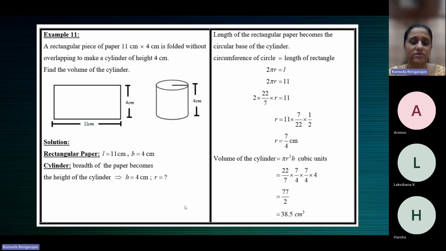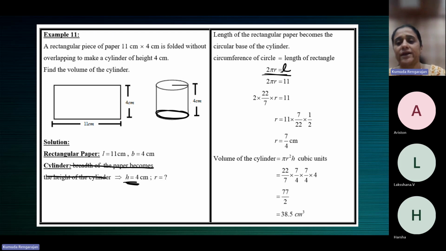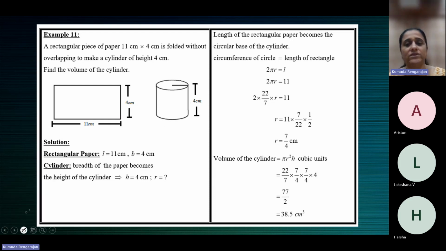You don't have to write all this theory. This is just to understand. You can directly write this. For the cylinder, it's enough if you write: h is equal to 4, and 2 pi r is equal to L, the length of the rectangle. You don't have to mention all this. I've just given the description, that's all. You can just write this directly: h is equal to 4 and then 2 pi r is equal to L. You need not write all this.